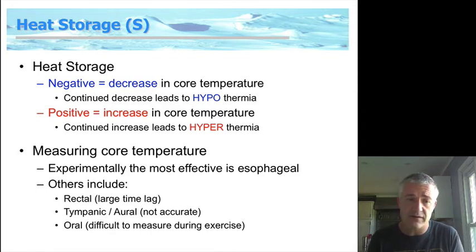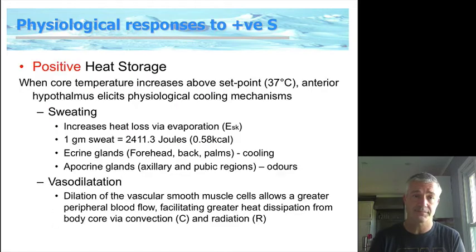Again, there's a number of different ways to measure this. Probably the best when we're talking about exercise and experimental is esophageal. It's probably the quickest. Rectal is accurate, but generally has a time lag. At least during activity, tympanic is not particularly accurate. If you're stationary and not doing much, it can be a little bit more accurate. Again, oral temperature is very difficult to measure during exercise, and because you're breathing a lot of air in, it's probably not going to be particularly accurate.